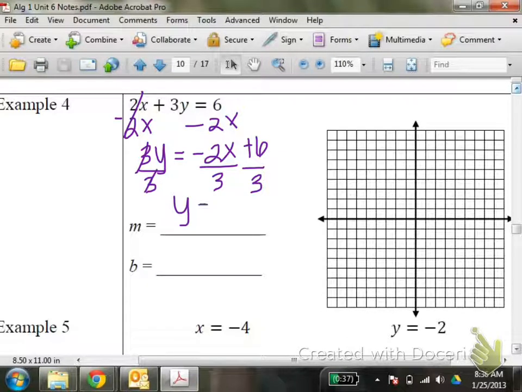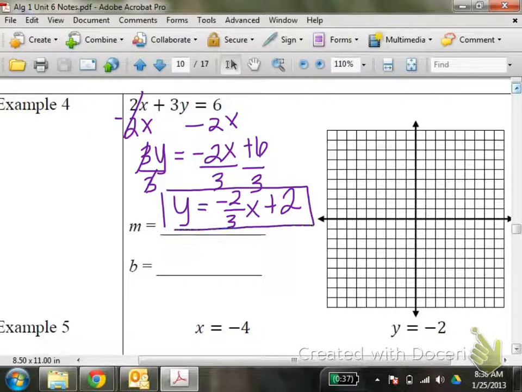So divide everything by 3. So I get y equals -2 over 3x plus 2. Okay, what's my slope then? I'm going to write off to the side: -2 over 3. Remember, for slope, I always attach it to the top. And what's your B? Your y-intercept? 2. Okay, so graph it now.